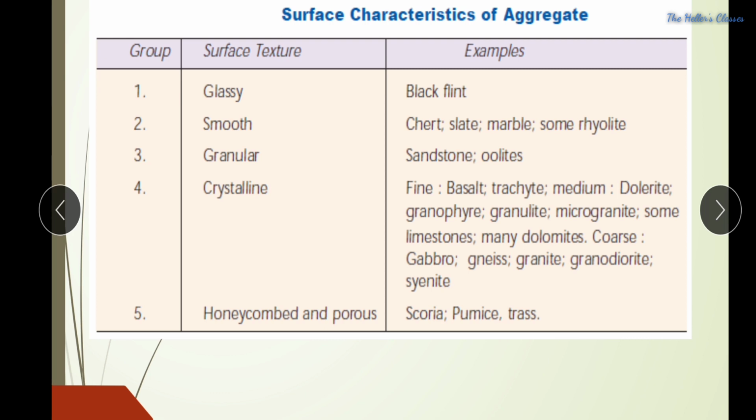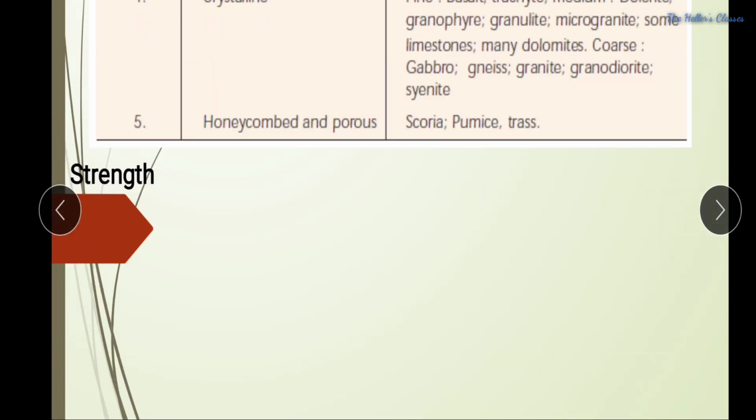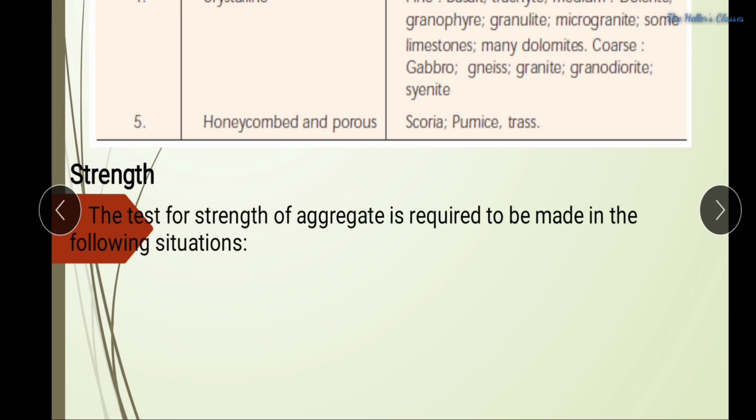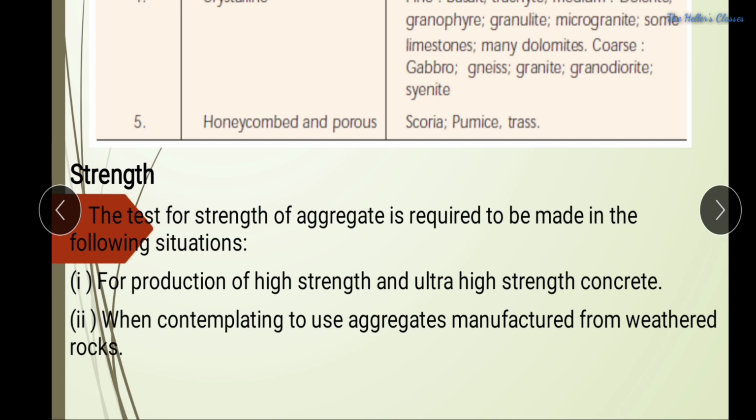So next one, surface characteristic of aggregate. In general, examples have been given for glassy texture, and even for smooth, granular, crystalline and honeycomb type or porous nature. There are a few examples given. So next one is strength. Based upon the aggregate strength only, we are going to describe what kind of structure it is suitable for.